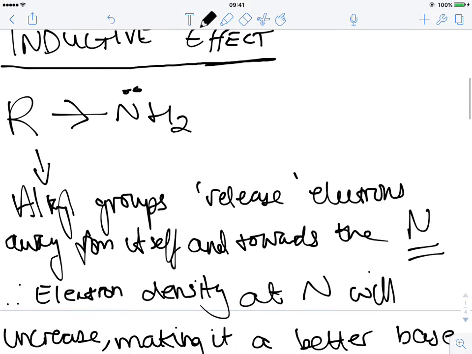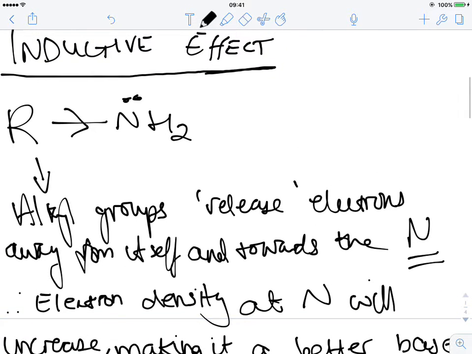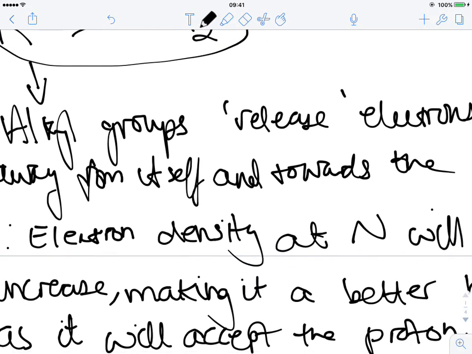Okay, I've written it down. We're going to talk about the inductive effect. So as you can see here, this explains why the secondary amine is a better Bronsted-Lowry base than the primary amine. Because this R group, the alkyl group, will release electrons away from itself and go towards the nitrogen atom. So therefore the electron density at the nitrogen will increase, and this means it's a better base.